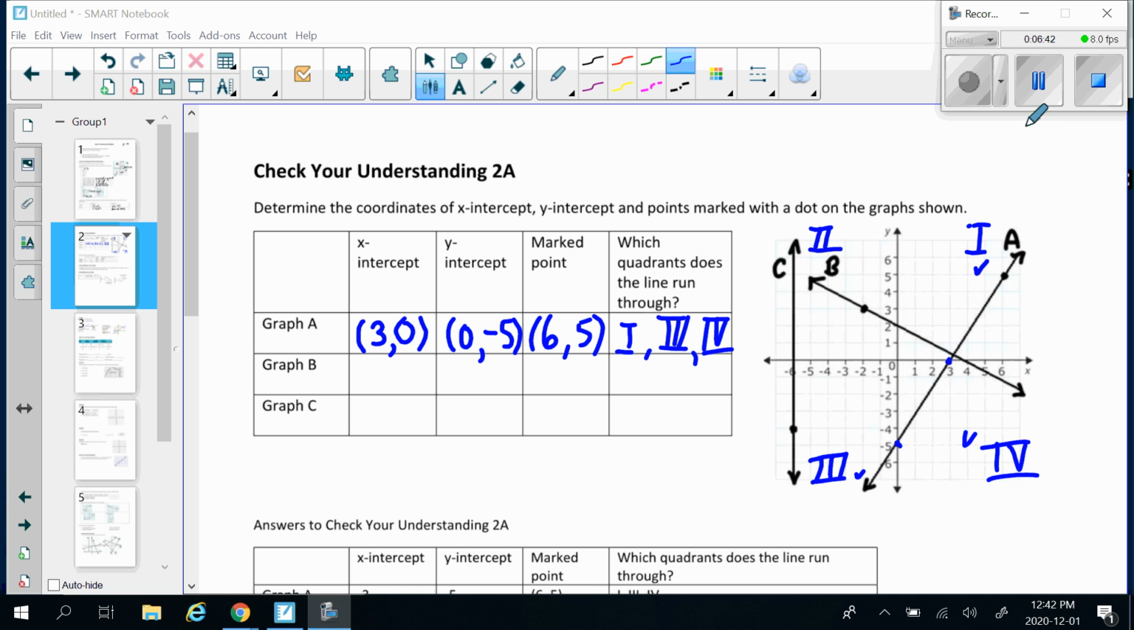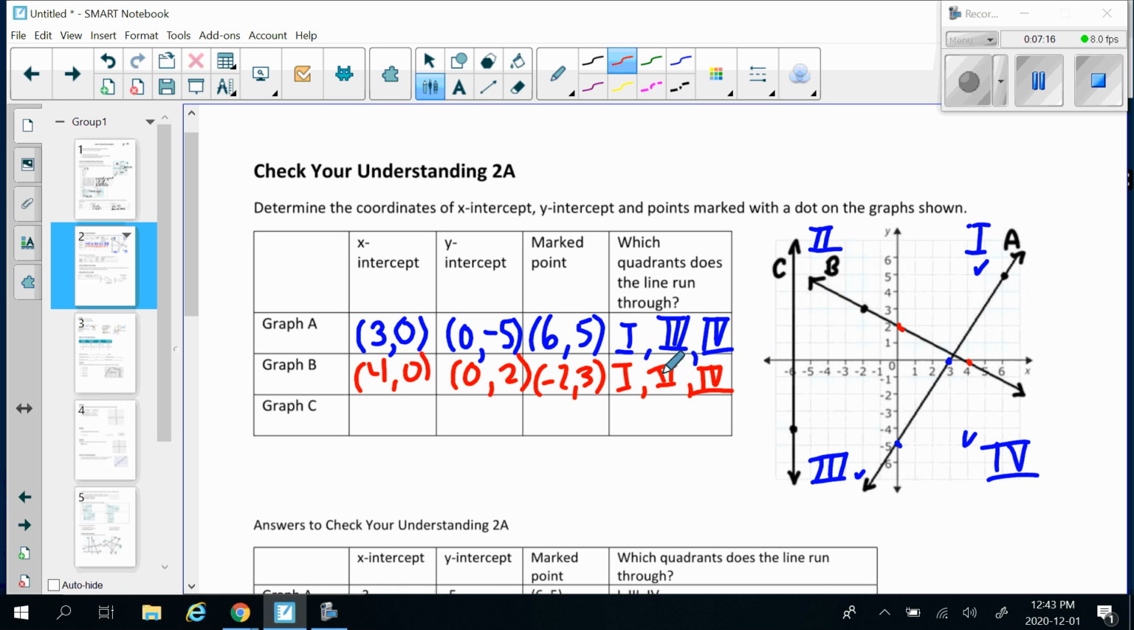So if we go to graph B, we can see that the x-intercept is going to be (4, 0). And then the y-intercept is going to be (0, 2). The marked point is (-2, 3). And some students got this wrong because they put (3, -2). Make sure to read the x first and then the y. And then the quadrants that it runs through are 1, 2, and 4.